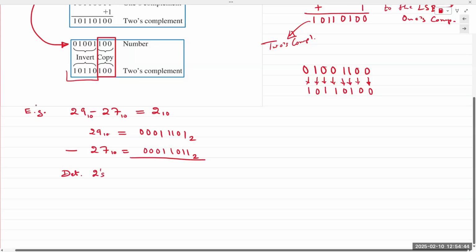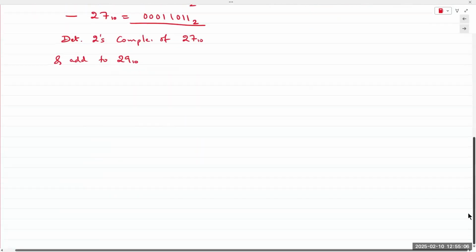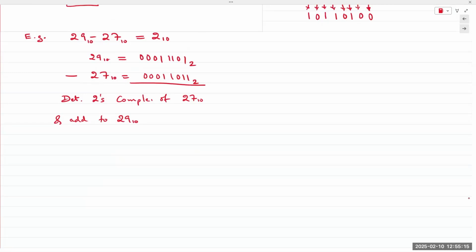And I'm going for the shortcut. Find the 2's complement of 27 and add it to 29. Again, as I said, we can perform addition, but we cannot perform subtraction. So the 2's complement of 27, we can find it directly by just copying down the number. Let's just do it both ways. I'll do it on this side.